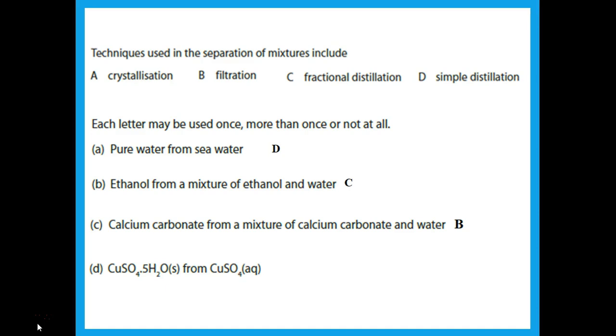Now, copper sulfate 5 water solid from copper sulfate aqueous. That means I want a solid, which are crystals. That means I'm trying to get crystals from a solution. To get crystals from a solution, we use crystallization. Were you able to get these answers? You should be able to do that. And if not, then you understand why, what is right and what is wrong.